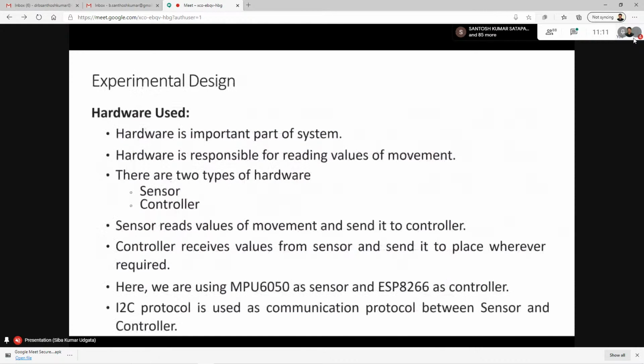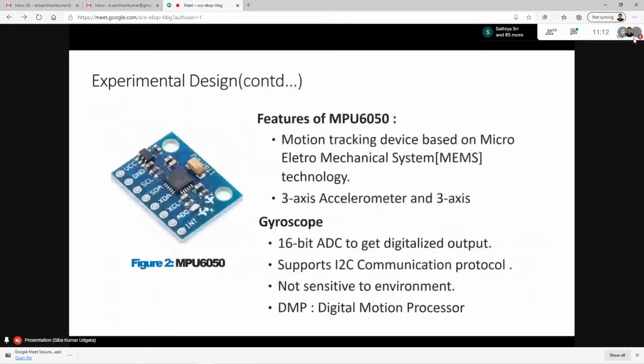I'll just tell you that we have actually used some hardware. It's not very complicated. We have used the ESP8266 controller. People who are not from this background may try to ignore it. It's a controller, the name is ESP8266, and you have a sensor suite called MPU 6050. If you look at this, this is my MPU 6050.